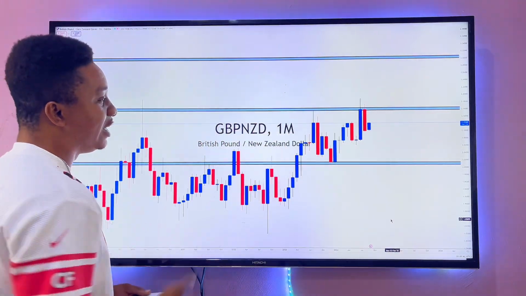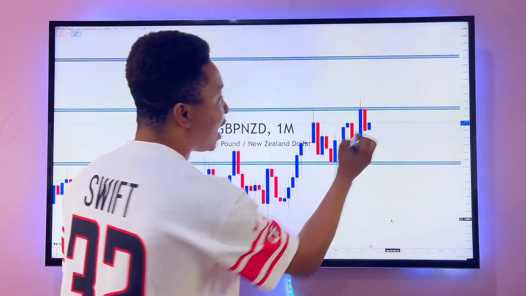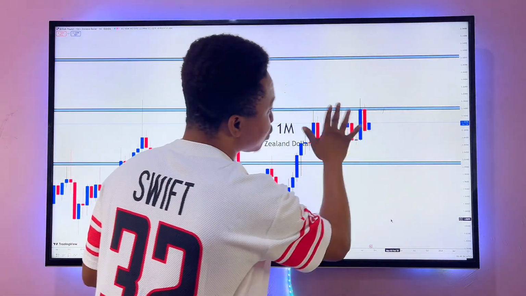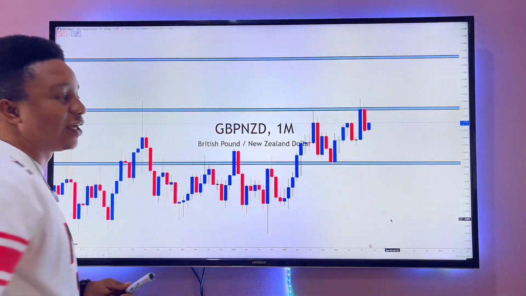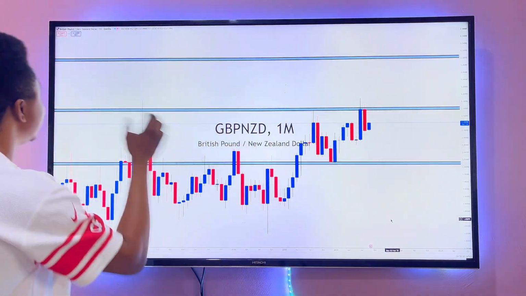So GBP NZD, let's take it to the weekly time frame and get to understand the structure on the weekly, whether we are going up or coming down here on the monthly as well. Alright, so GBP NZD, let's take it all the way to the weekly time frame and decide if we are coming down or going up. Alright, let's go.